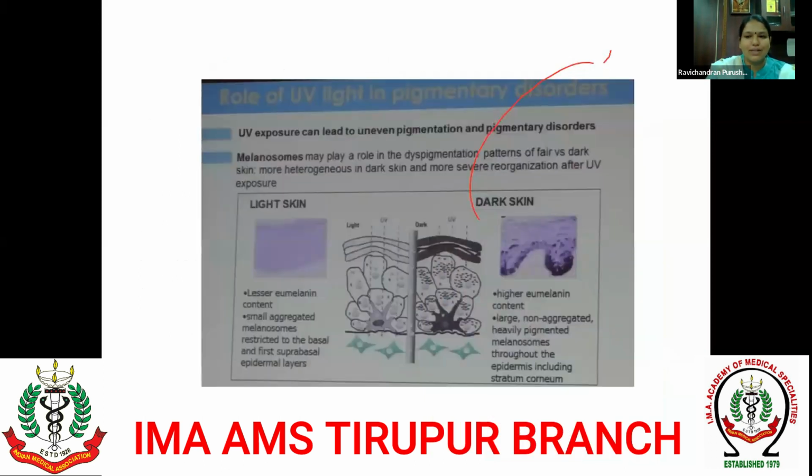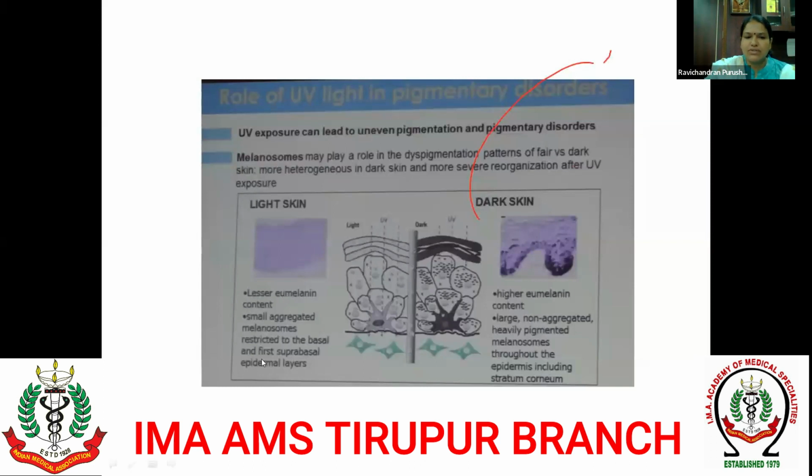We all have the experience that if we go out for some time, when we return back, we can appreciate the tanning effect. So what is the role of UV radiation in the pigmentary disorders? When we are exposed to UV radiation, uneven pigmentation and pigmentary disorders can occur.